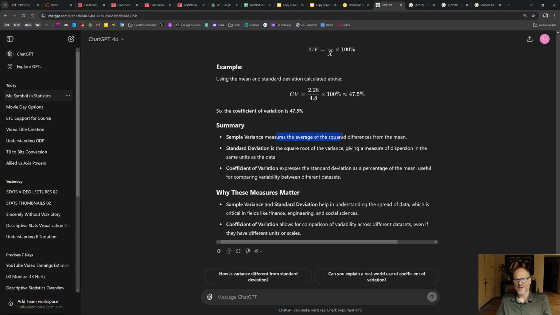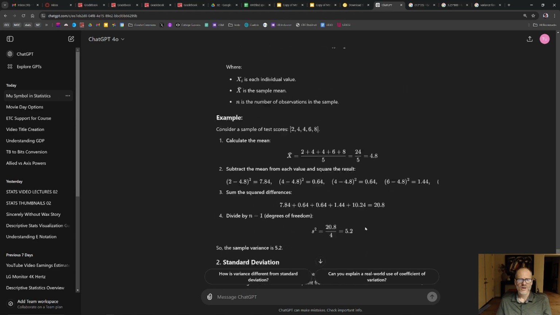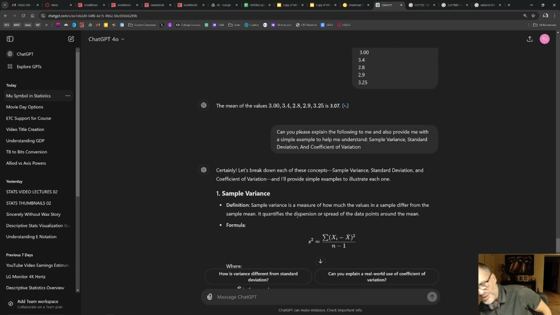Sample variance measures the average of the squared differences from the mean. Standard deviation is the square root of the variance, giving a measure of dispersion in the same units as the data. And coefficient of variation expresses standard deviation as a percentage of the mean, useful for comparing variability between different data sets. Why do these measures matter? Sample variance and standard deviation help in understanding the spread of data, which is critical in fields like finance, engineering, and social sciences. And coefficient of variation allows for comparison of variability across different data sets, even if they have different units or scales. All right, so that's a little bit to wrap your head around.